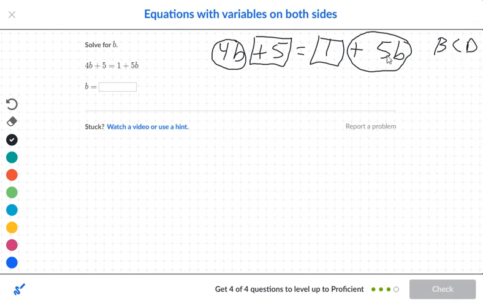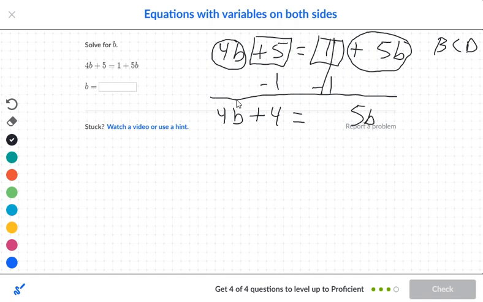So move your boxes. I have a 1 and I have a 5. Well, we know 1 is smaller. So put a minus 1 underneath only the boxes, not the circles. So we go 4b, 1 minus 5 is a positive 4. The 1s will cancel out, so this leaves me just with 5b.